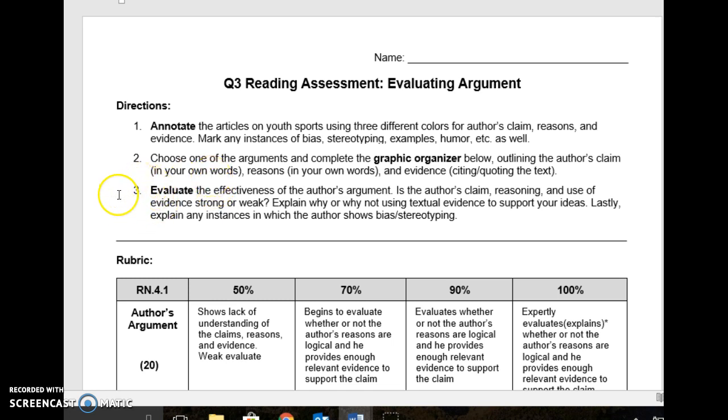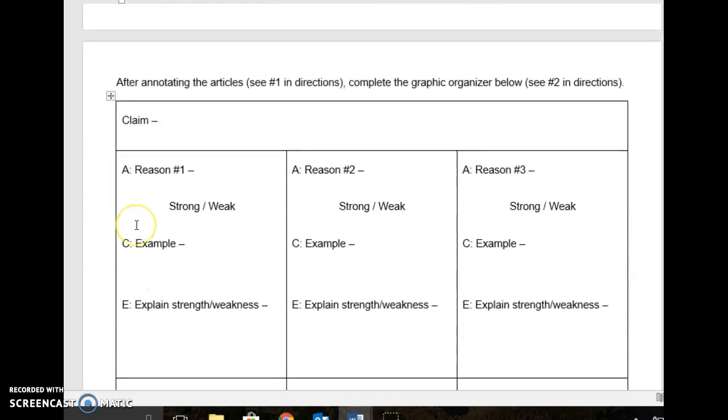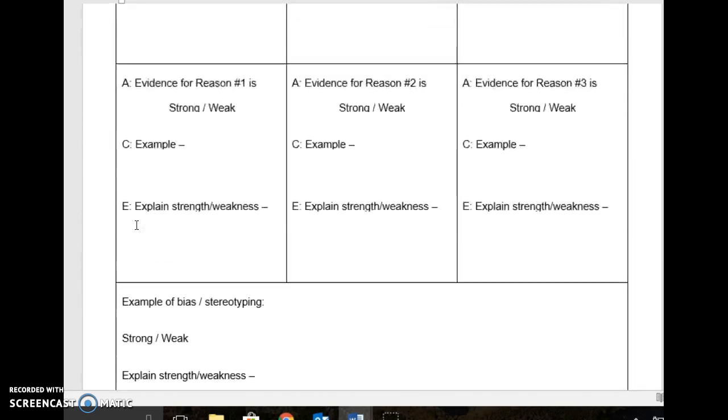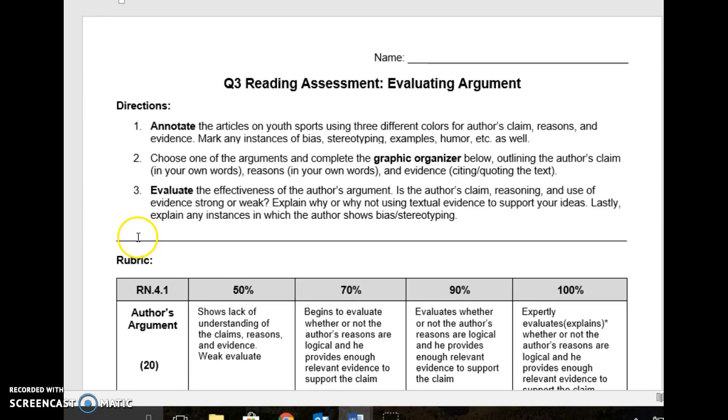Step number 3 is the most important step, and it is the step that you should spend most of class time on today. Step 3, you are evaluating the author's argument. So whatever argument you chose for number 2, you're going to pick the same one for number 3. You are going to spend all that time filling out this organizer. Make sure you stick with the same argument for number 3.